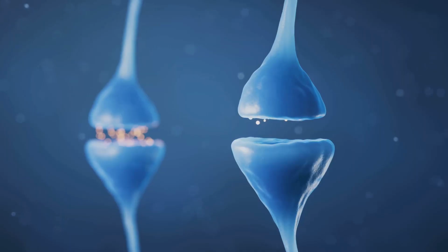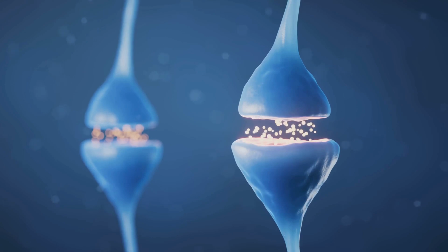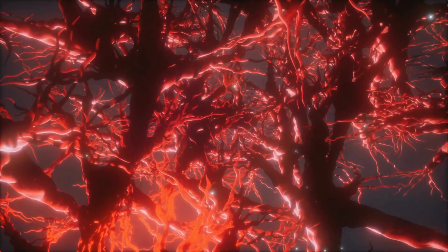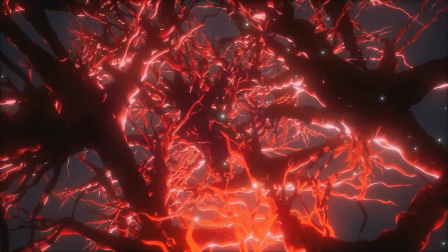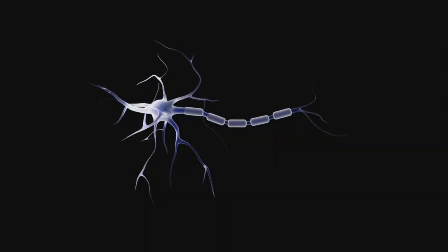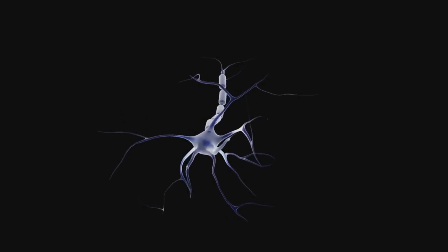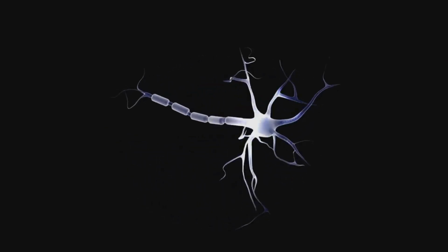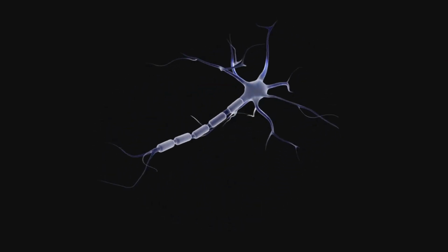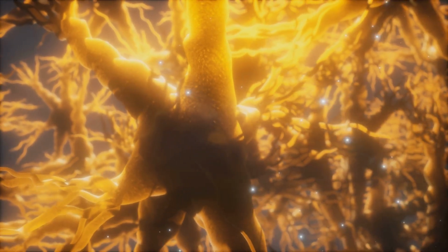Let's walk through the steps of an action potential. First, during depolarization, sodium channels open and the membrane becomes more positive. Then comes repolarization, where potassium channels open and the membrane returns to a negative state. After that, hyperpolarization occurs as potassium channels stay open just a bit longer, making the membrane potential even more negative than its resting state.